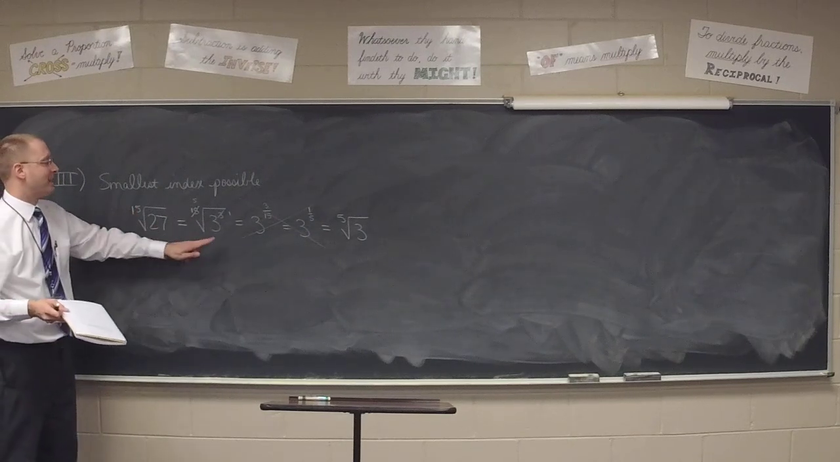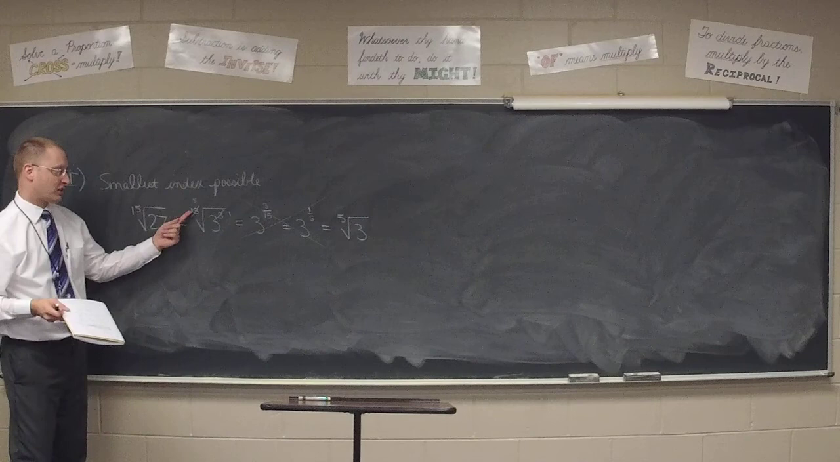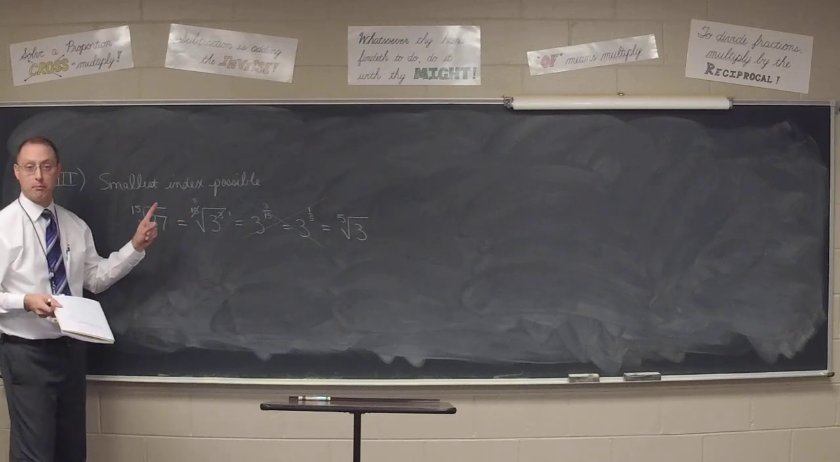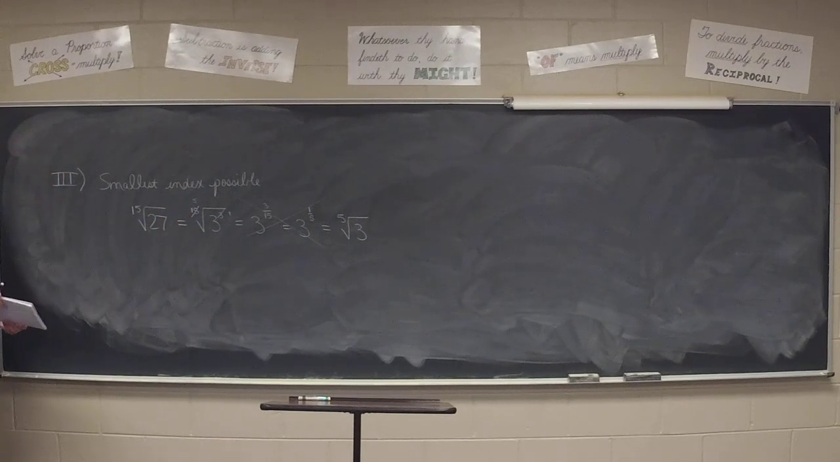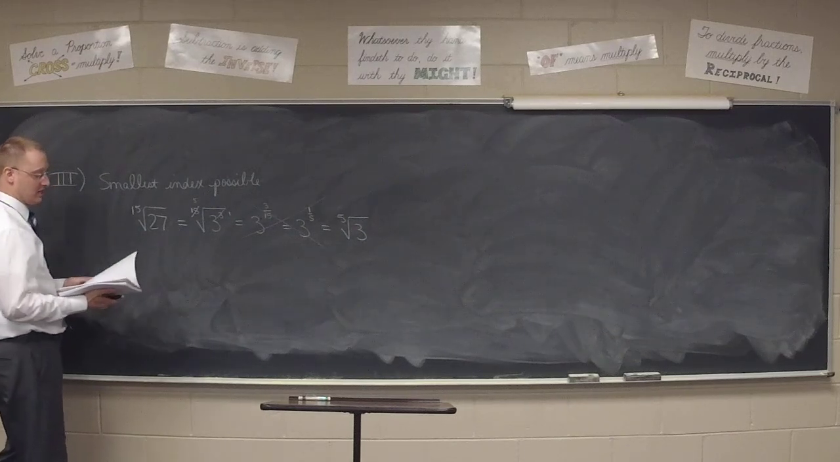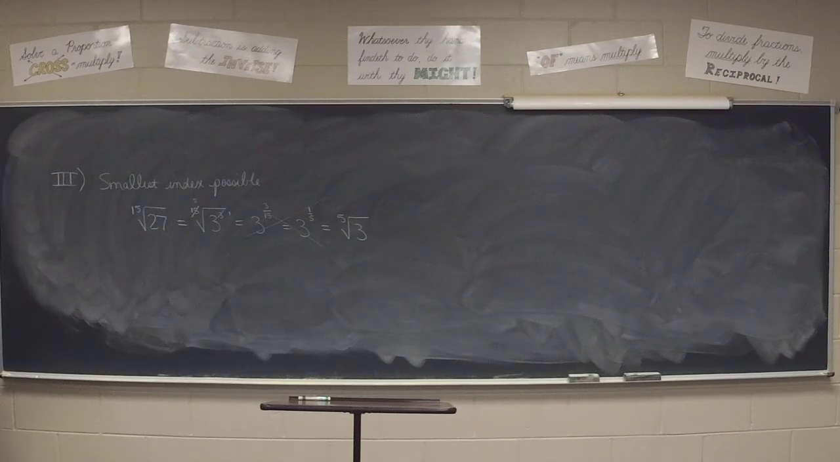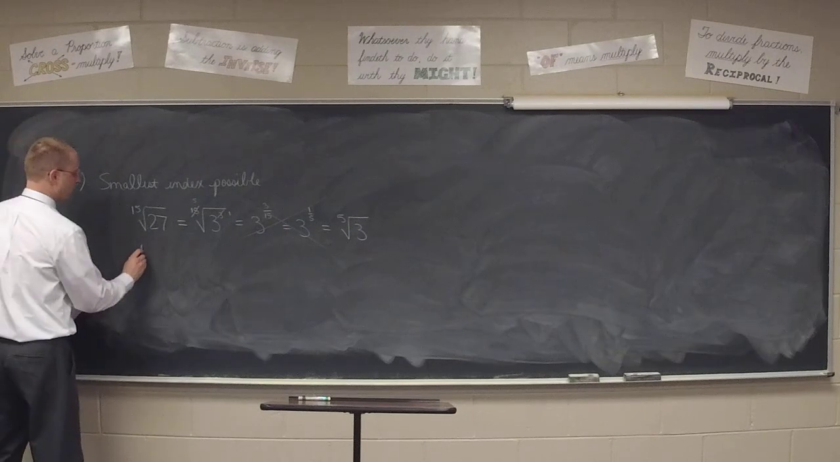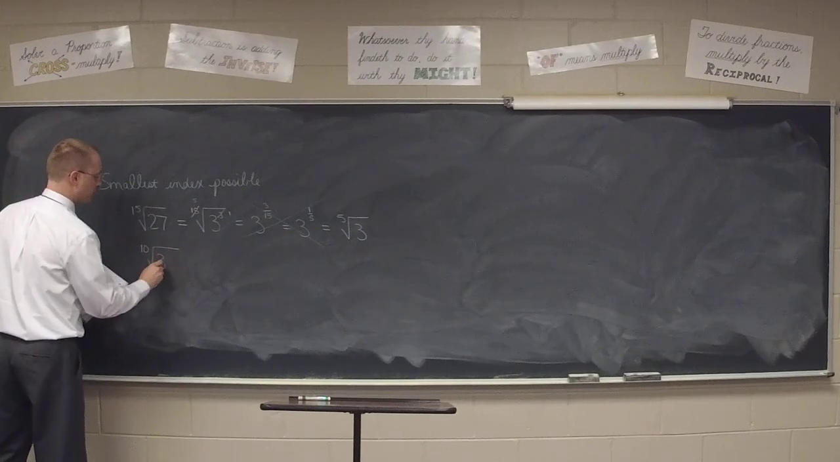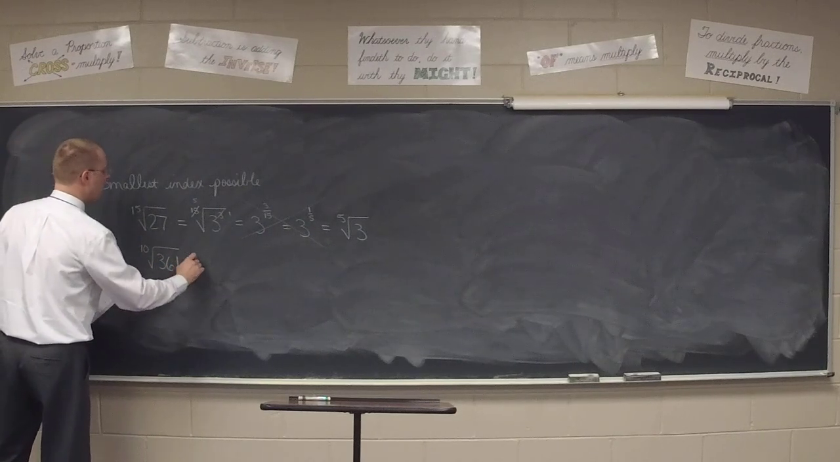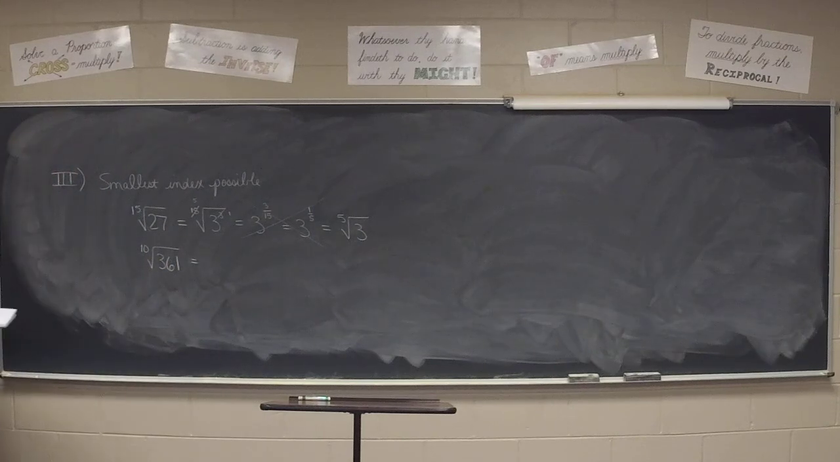Your second step is to cancel factors out of all the little numbers, meaning index and exponent. Cancel common factors out of the little numbers, meaning the index and the exponent. Write this down if you would. The 10th root of 361. The 10th root of 361.